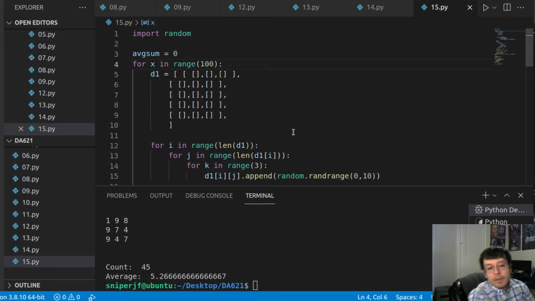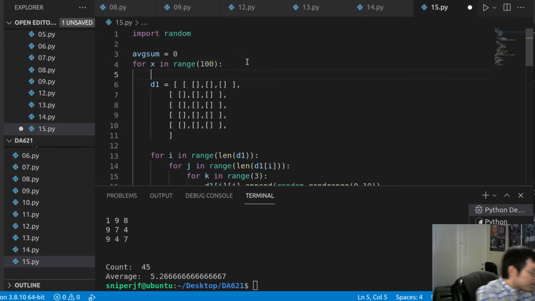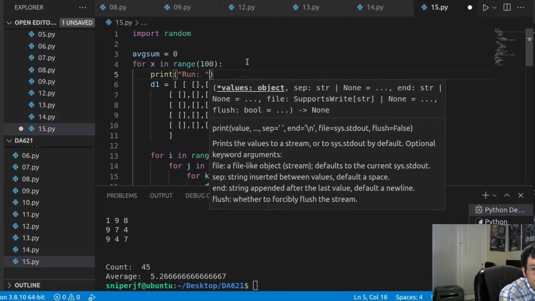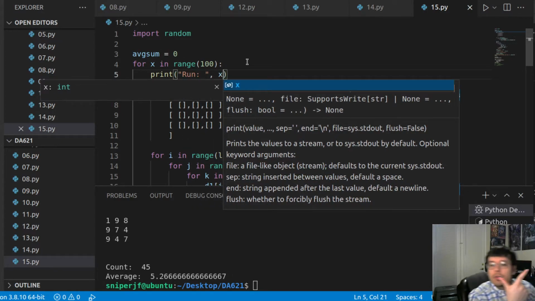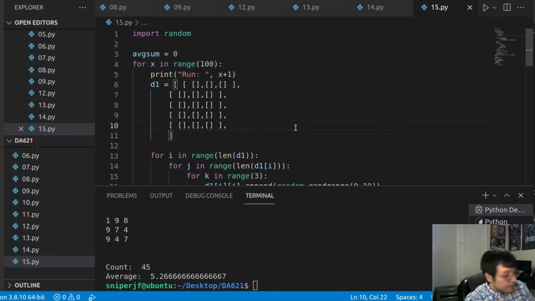So you can say for x. You don't really keep track of that. I mean, I can actually use it here. Let's just say at the top, say run, and then just put it. So like run 1, run 2, run 3, and so on. Because we don't want to say run 0, it doesn't sound as cool. We'll say run 1. And that way it'll start from 1 to 100 instead of going from 0 to 99.